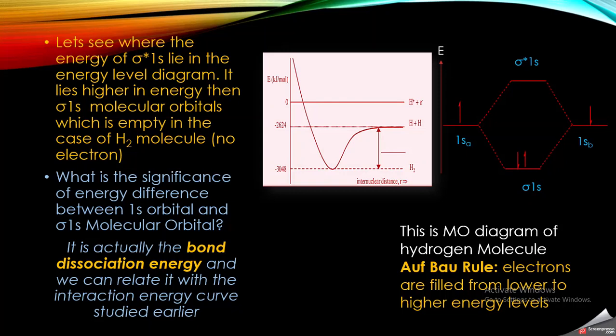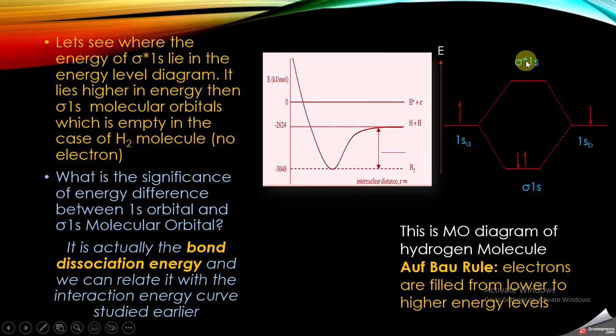So let us plot it again, the energy level diagram. If you see this diagram, the energy is increasing on the upside. We have 1s a and we have 1s b. This is the bonding molecular orbital sigma 1s. The anti-bonding molecular orbital will be higher in energy, and it's represented by sigma star 1s.